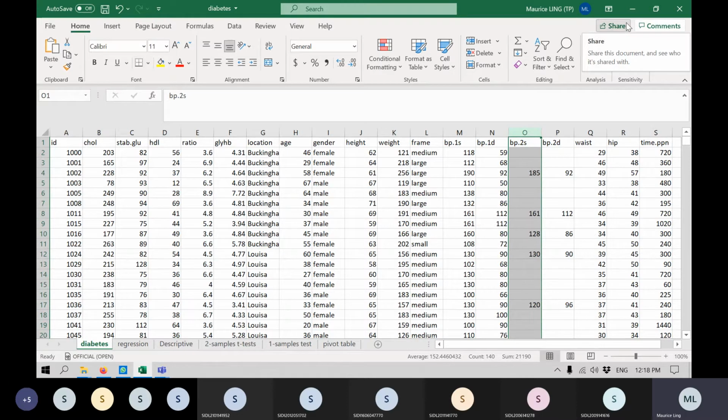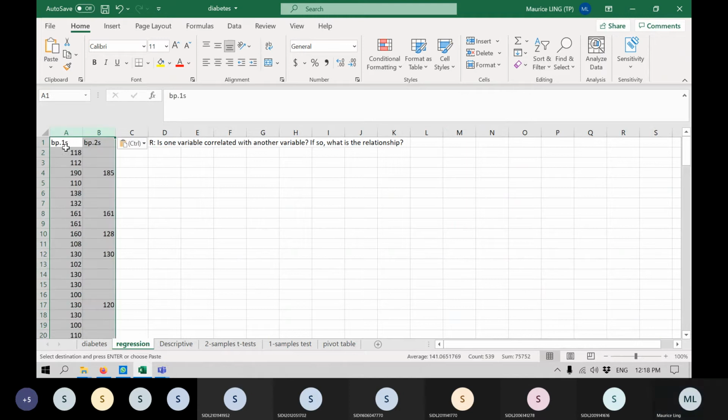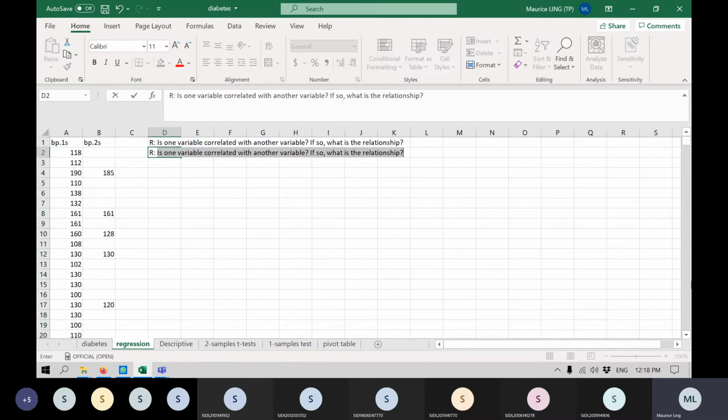You should know what diastolic blood pressure is and what systolic blood pressure is, and what they are measuring. So let's say we take these two and we put it here. Our question here is: is there a relationship between the first and second systolic blood pressure?